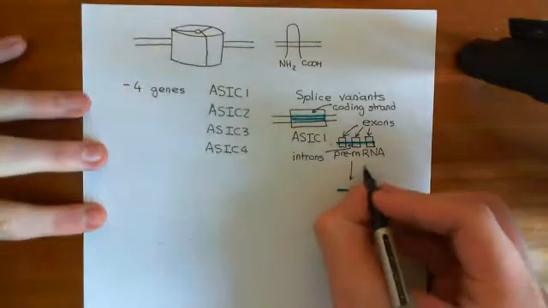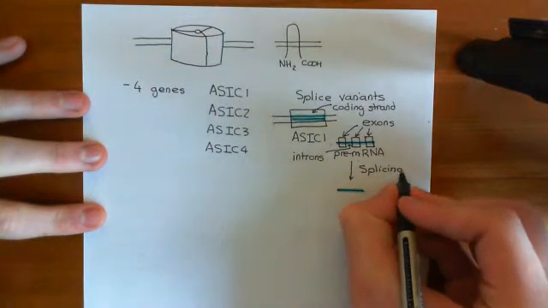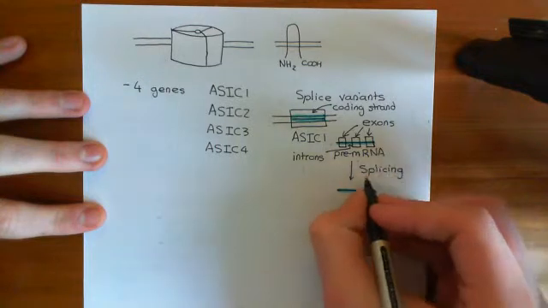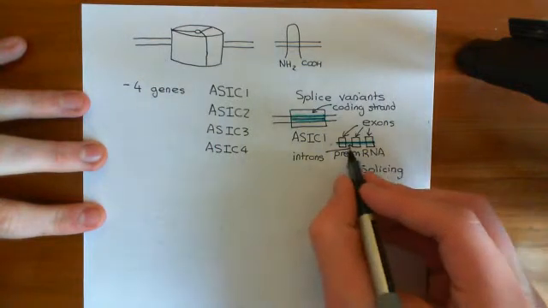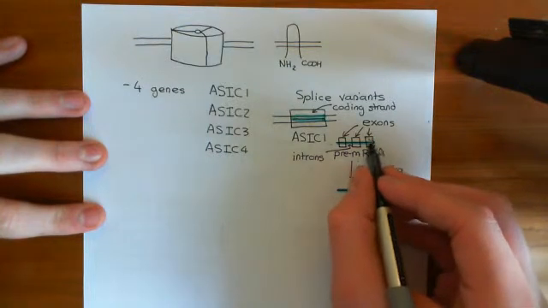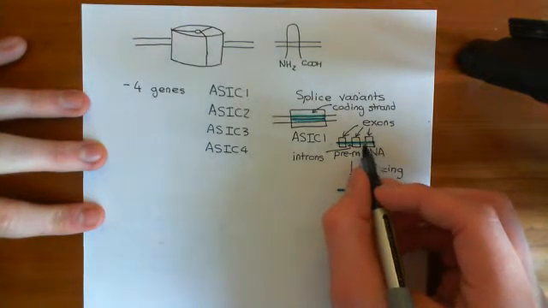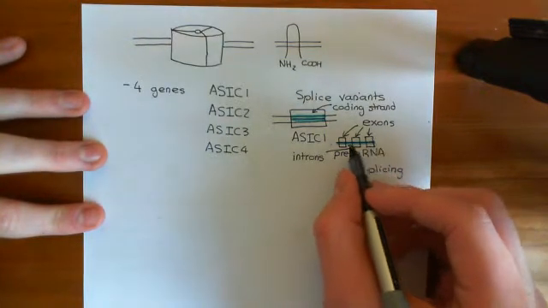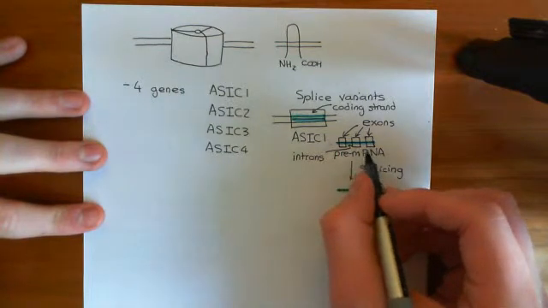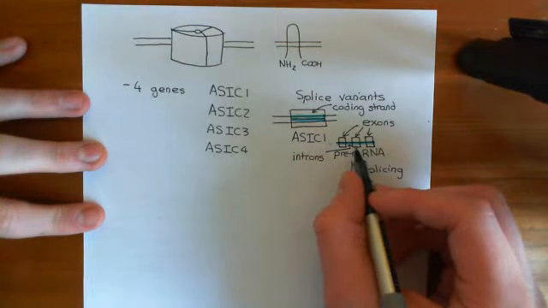Okay, so this process of cutting out certain portions known as introns and then gluing back exons together is known as splicing. And basically there's not just one way of doing it. For instance, a simple example would be that there might be some exons which are optional, i.e. you can include them if you want, but you don't have to. If you include them, you'll get a slightly longer protein. If you don't include them, you'll get a shorter protein.